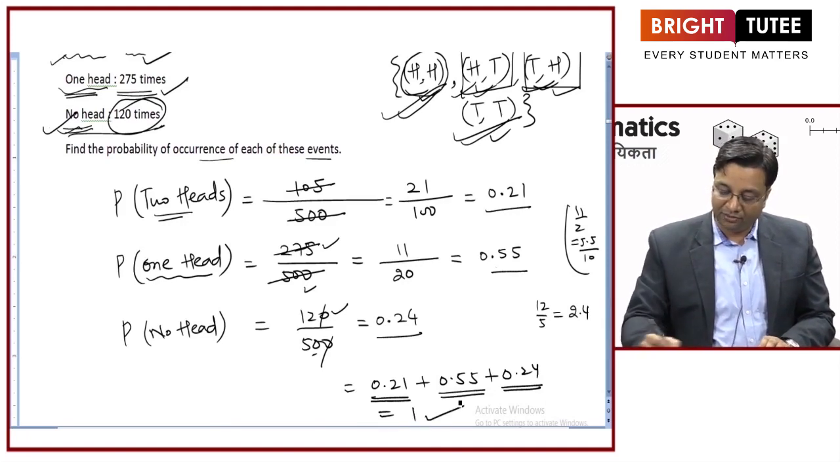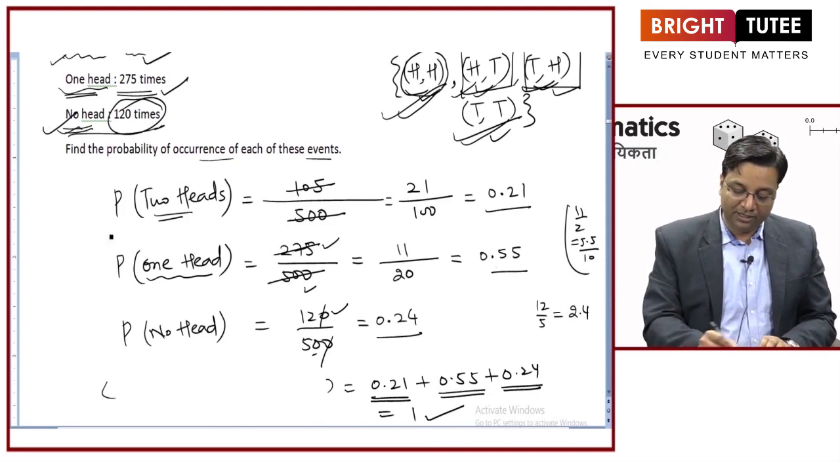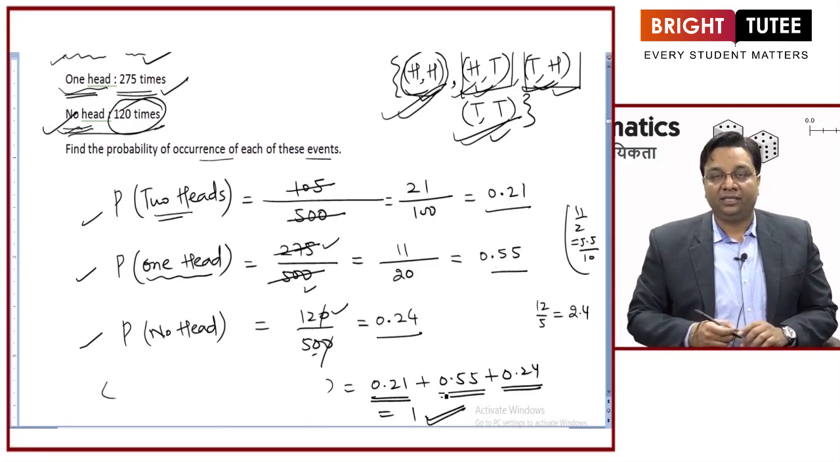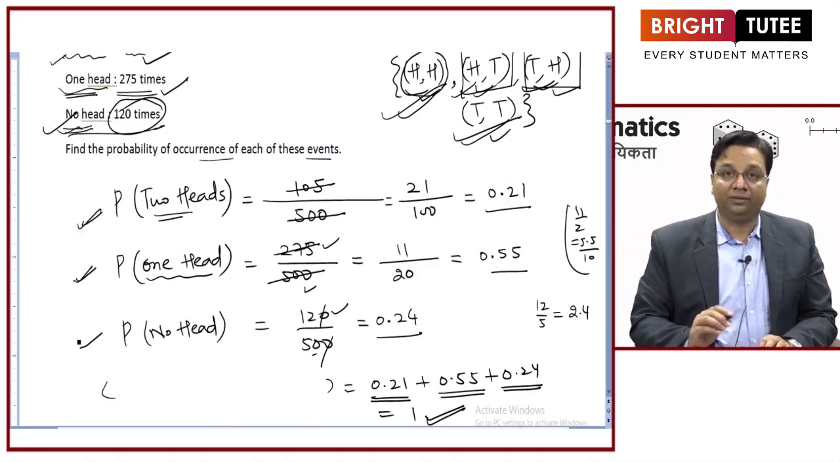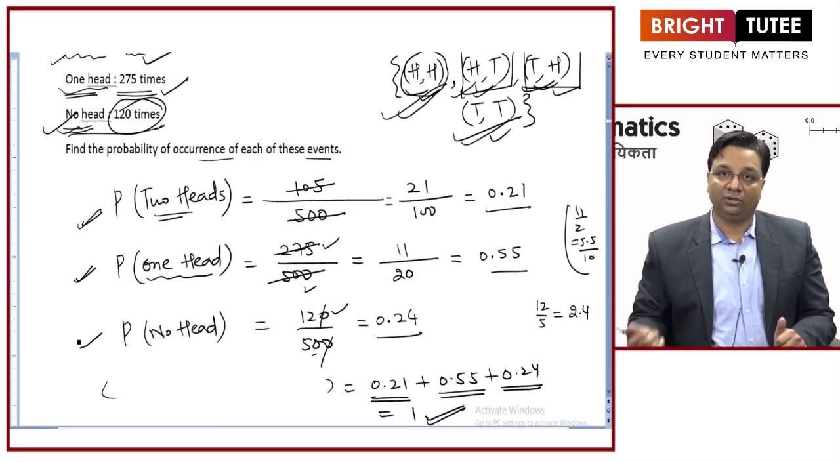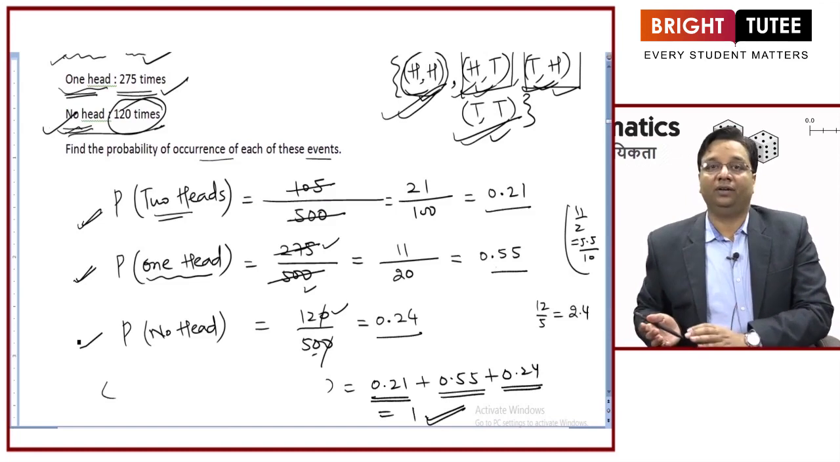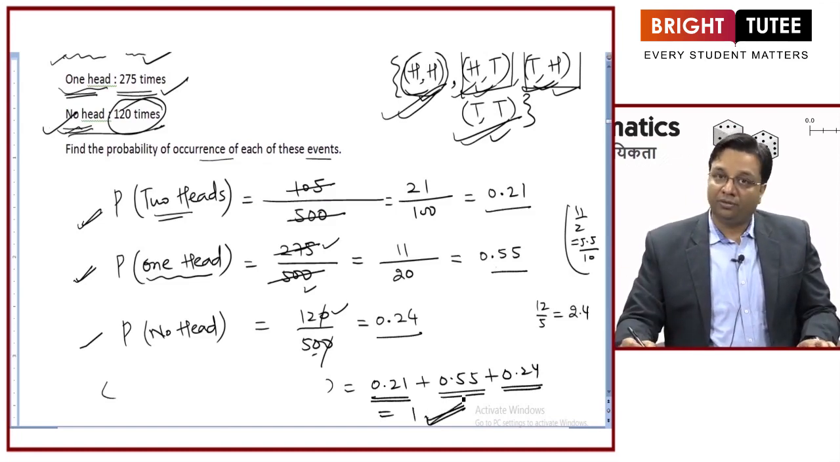Now what does it show? That when you add these 3 probabilities, it will be equal to 1. It means it is certain that something out of this will happen when you throw 2 coins together. Either 2 heads will come, or 1 head will come, or no head will come, right? So the total probability or the sum of these probabilities is 1.